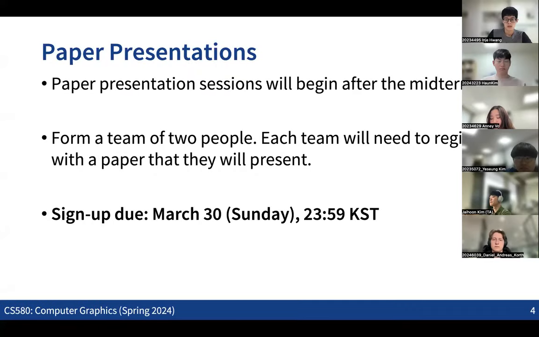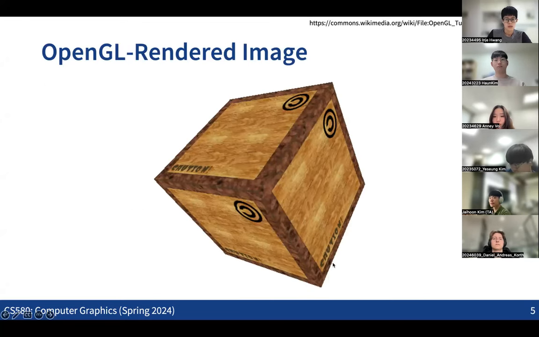Cool. Okay, so let's discuss today's topic. Last time we discussed some very basic OpenGL-based rendering pipeline, which utilizes the rasterization idea, and we also discussed how we can express 3D transformations, especially 3D rotations using quaternions.